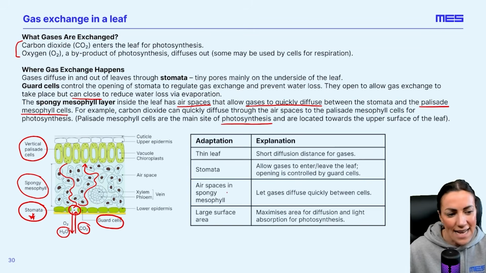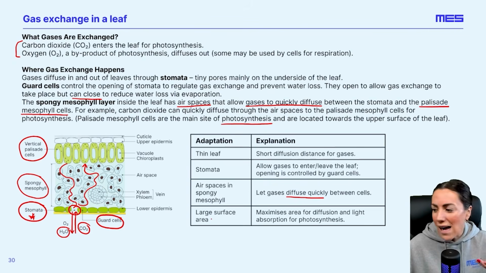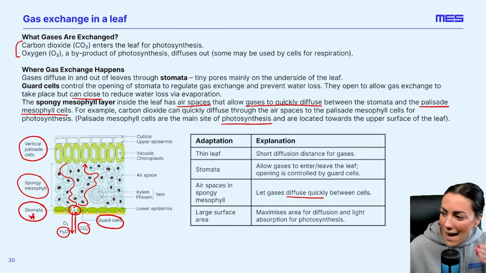We've mentioned the air spaces in the spongy mesophyll layer already. They allow the gases to diffuse quickly between the cells. So for example, up through the spongy mesophyll layer to the palisade cells. And finally, leaves have a large surface area. Most leaves do. They tend to be quite wide and flat to maximize the area for diffusion. Large surface area, faster diffusion.